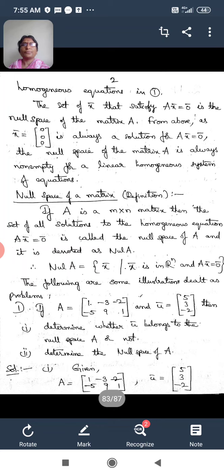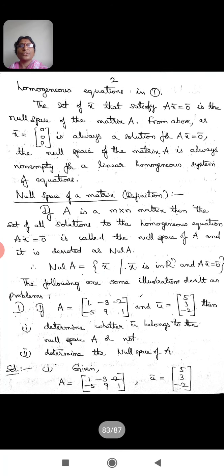So from above we have seen that x bar is equal to 0, 0, 0, the 0 vector, is always a solution for Ax bar is equal to 0 bar. We can say that the null space of the matrix A, which is the set of all solutions of the matrix equation Ax bar is equal to 0 bar, is always non-empty for a given system of linear homogeneous equations.